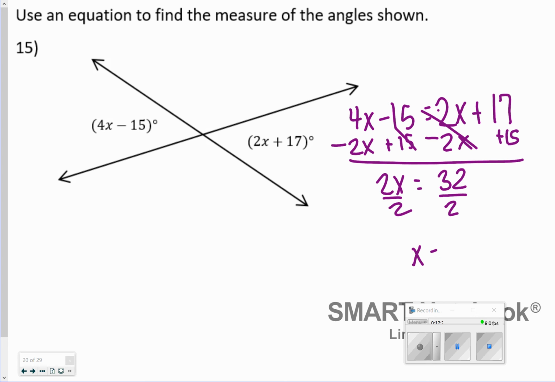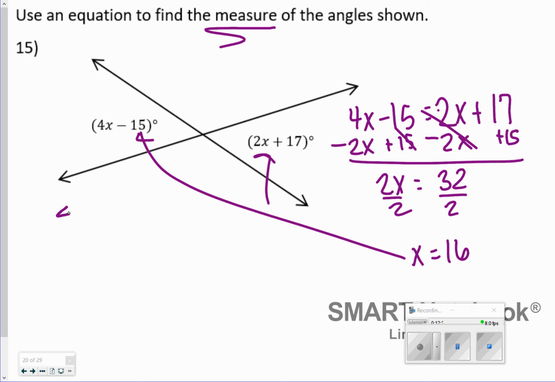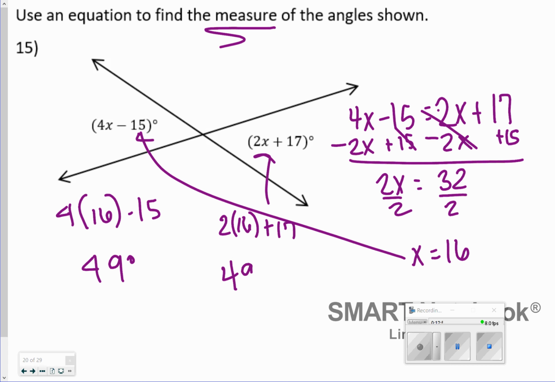If you stopped here, you wouldn't get credit because we're finding the measure of each of the angles shown. So now I have to go back here and plug in x to maybe one of these. I just did it to this first one. So 4 times 16 minus 15. That's going to give me a total of 49 degrees. You could have also plugged it in here. 2 times 16 is 32 plus 17, also 49 degrees. So you just want to make sure that you have 49 written down for number 15 and not 16, which is what x was equal to.